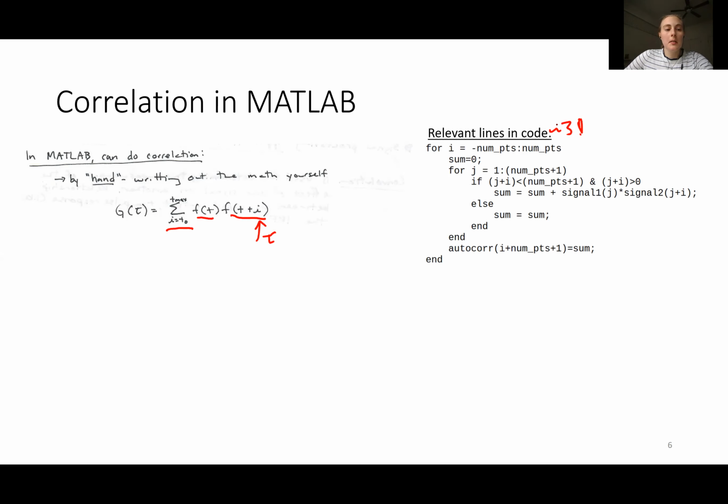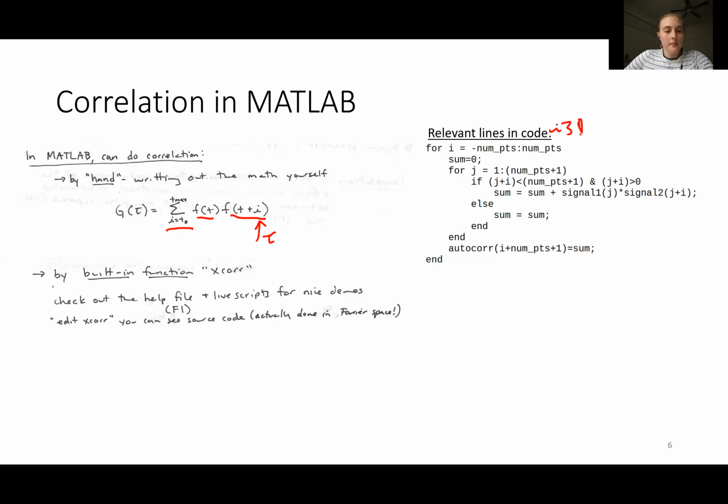But this isn't typically how people do correlation in MATLAB. There's actually a built-in function. If you want to have control of your correlation, you can write this by hand in code, and it's simple for the simple 1D signals that we're working with. But if you're doing something in multiple dimensions or with much larger signals, you might want to use the built-in function xcorr. That's built in. I just suggest, if you decide to use that, to also take a look at how that function works.